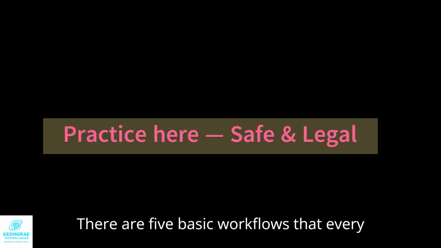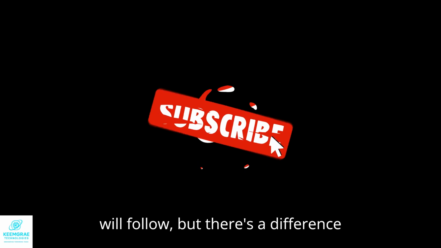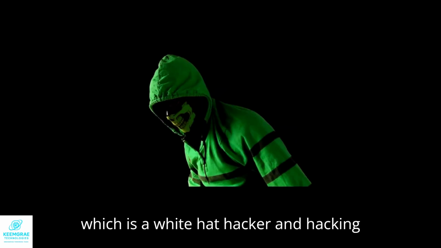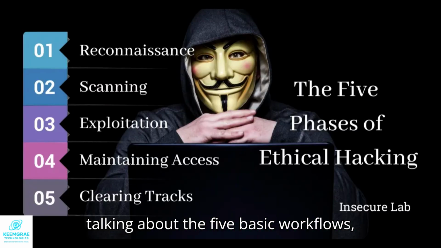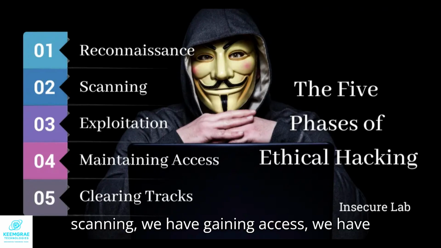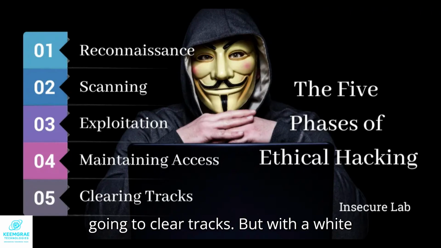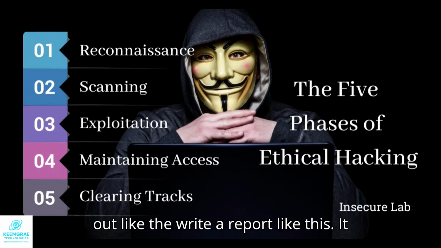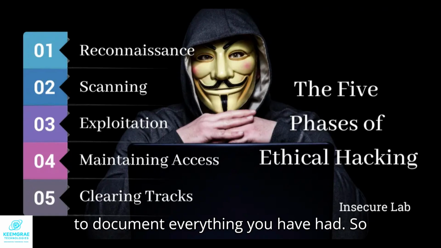There are 5 basic workflows that every ethical hacker, even a black hat hacker, will follow. But there's a difference between hacking as an ethical hacker, which is a white hat hacker, and hacking as a black hat hacker. The 5 basic workflows are information gathering, scanning, gaining access, exploitation, and a black hat hacker is going to clear tracks. But with a white hat hacker, that's where you now write a report like this. It always has to end with a report. You need to document everything you have found.